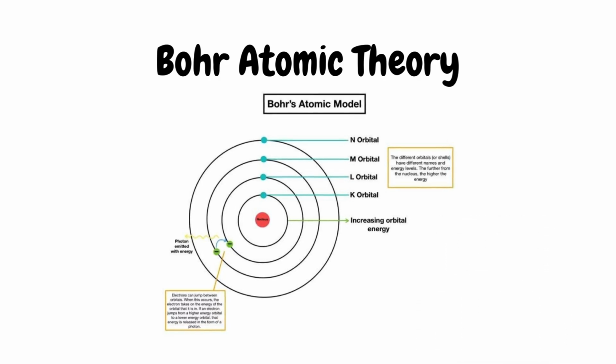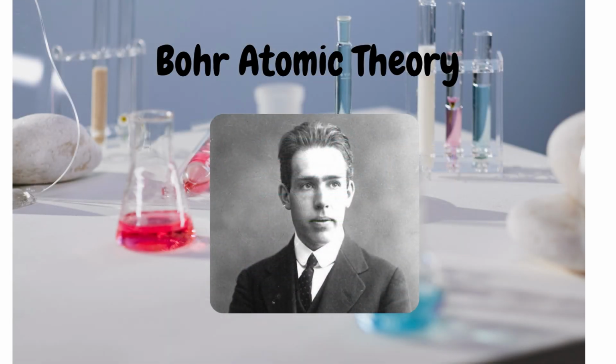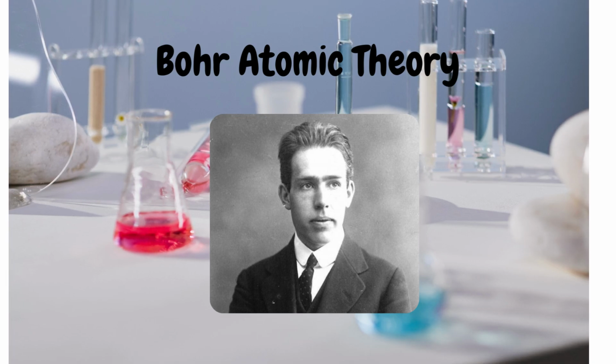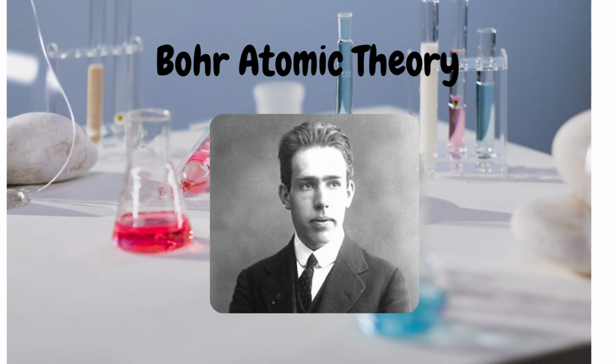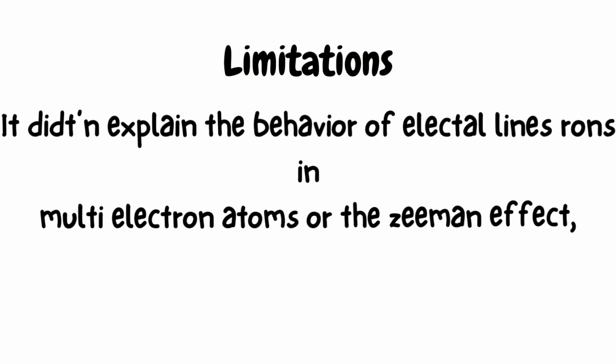This theory explained many of the observed properties of atoms, including the emission and absorption spectra of light. Bohr's theory was a major improvement over earlier models, but it had some limitations. For example, it didn't explain the behavior of electrons in multi-electron atoms or the Zeeman effect, which is the splitting of spectral lines in the presence of a magnetic field.